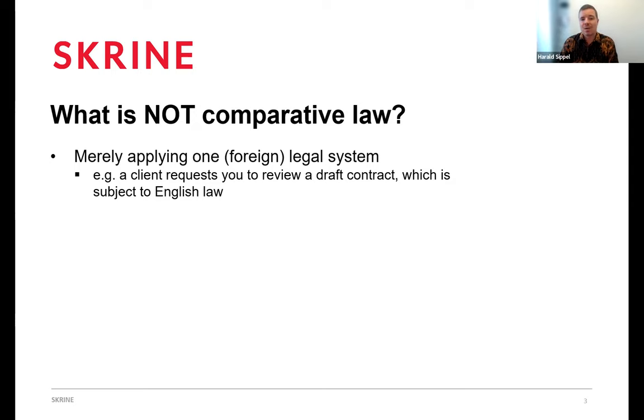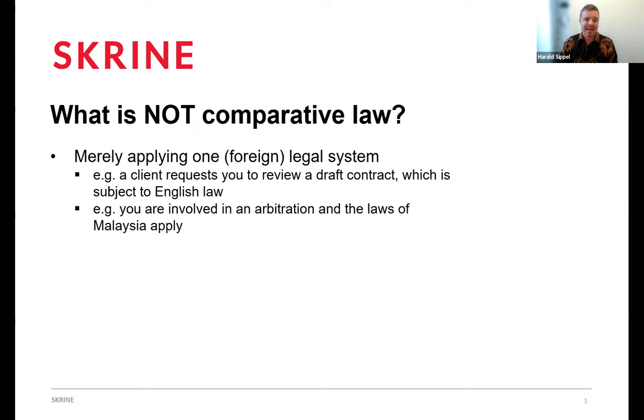It could also be the case when your client, let's assume you're a lawyer, requests you to review the draft of a contract, and that contract is subject to English law. Let's say your client knows that you're also an expert on English law, which is maybe not a good example because you are still students at an Indonesian university, but who knows, maybe in the future you will be going to the UK to do your LLM. And you will gain considerable knowledge on English law also. So if the client comes to you and asks you to do that, that's not comparative law because you're only reviewing the contract based on English law.